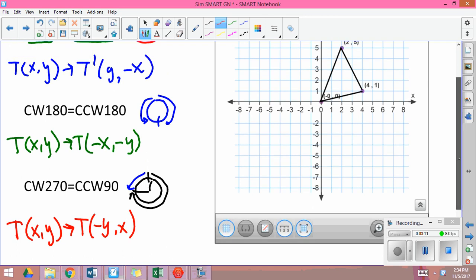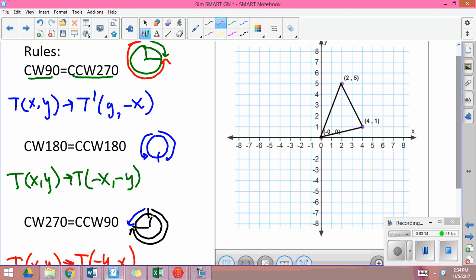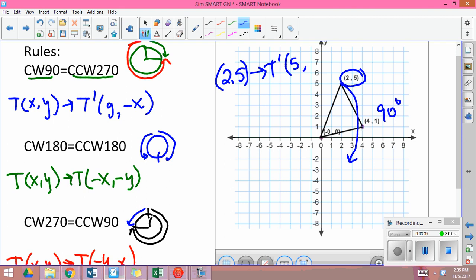So let's just look at a couple of color-coded examples here. We won't go through all of them. But if I want to take this point right here and I want to rotate it clockwise 90, I want to swing this 90 degrees this direction, I would have 2, 5 will become, flip the y to the front and do the opposite sign. So it's going to become 5, negative 2. And so you can see that if I connect the dots here, that is a 90-degree angle.